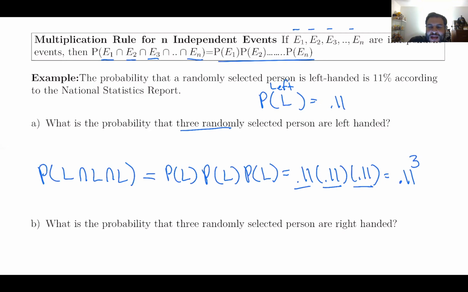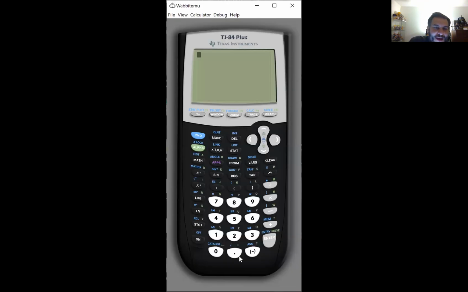So if I want to do 0.11 to the third power, all you have to do is put 0.11. And then if you look right on the division button, right above it, it has the up arrow. So you press that, and then you press the number 3, press enter, and we're good to go. So we get the probability to be 0.0013. All right. So we're all done for that one.